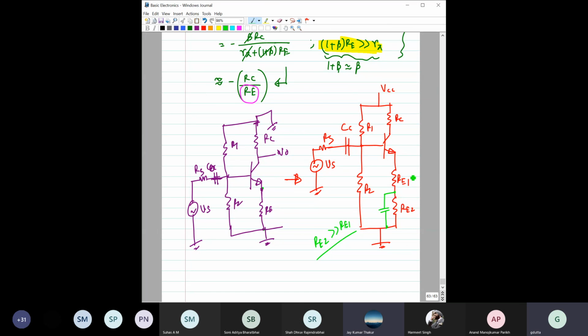What you are getting as an advantage is in terms of gain, because the gain would be approximately RC by RE1, not RC by RE1 plus RE2. That way you can improve the gain, but you can also get some stability.